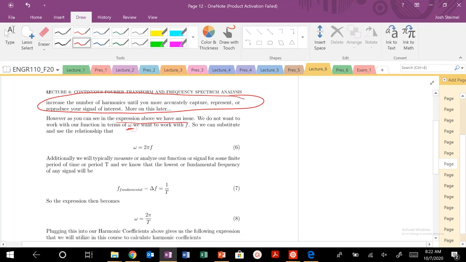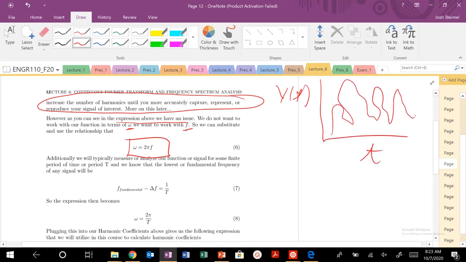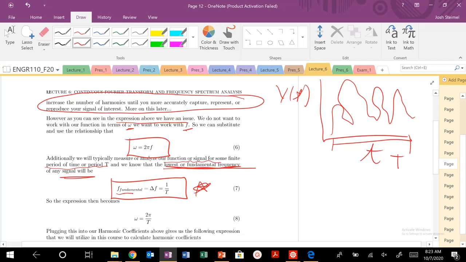We don't want to work with circular frequency. We want to work with cyclical frequencies. So I want to substitute in and use this relationship. We also know, and we've discussed previously as well, that even if the signal is aperiodic, there's going to be some period T over which this repeats. So if I have a signal that repeats over some period T, the lowest or fundamental frequency of any signal will just be 1 over that period. This is another star equation. So this is really, really critical.